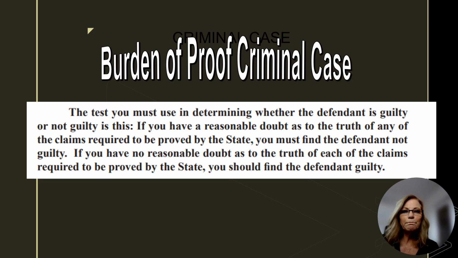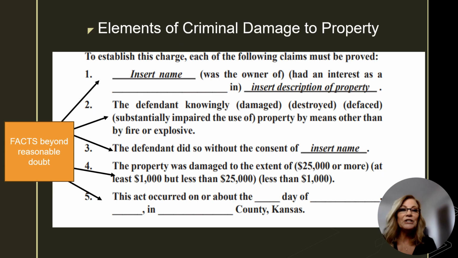And what is that burden of proof? If you have a reasonable doubt as to the truth of any of the claims required to be proved by the state, you must find the defendant not guilty. If you have no reasonable doubt as to the truth of each of the claims required to prove by the state, you should find the defendant guilty. So they have to apply their facts beyond reasonable doubt for every single element. And that's how you prove your claim.